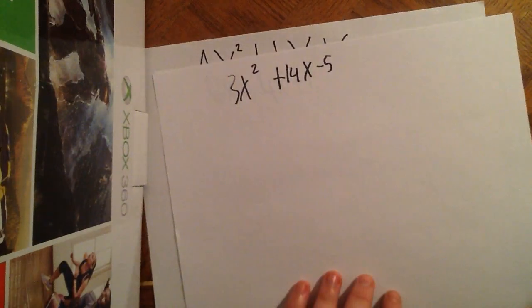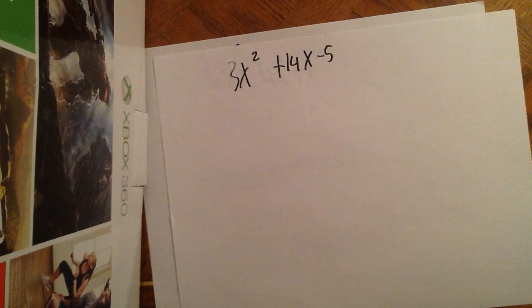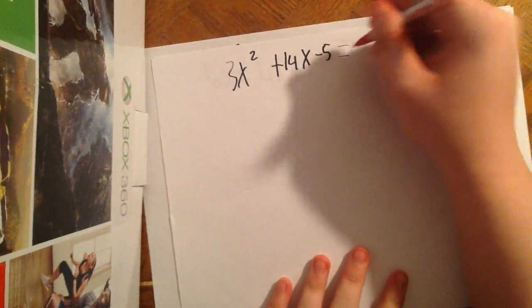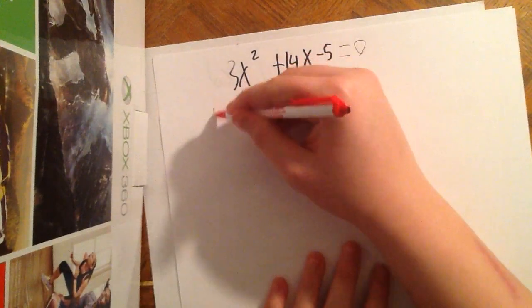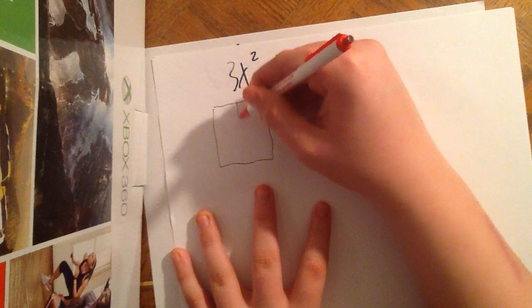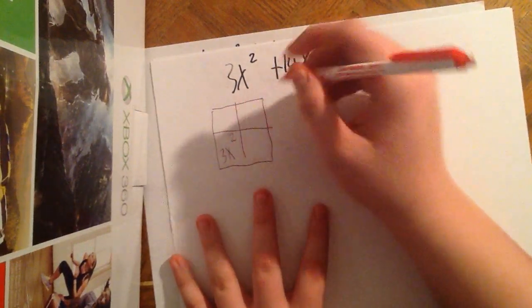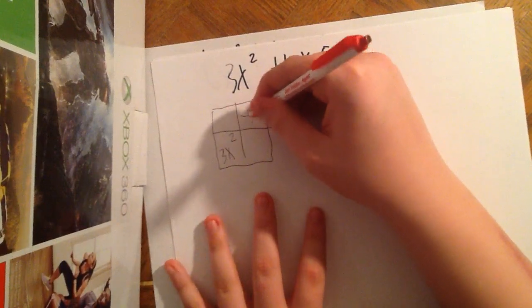Since these are a little different, let's do another one. So 3x squared plus 14x minus 5. These terms are a little bigger. So we do the same concept, and this is equal to 0. Same concept, make the square. Fill in what we know. You know 3x squared. And we know negative 5.